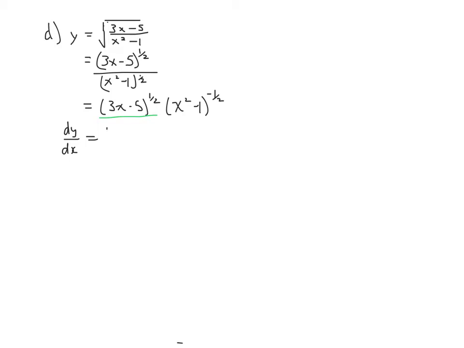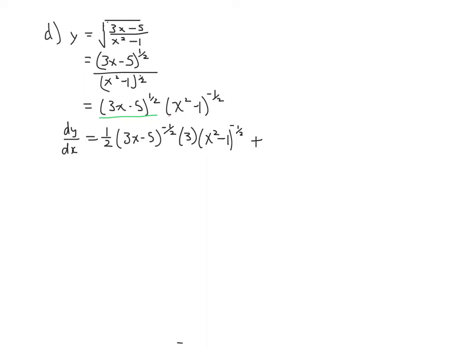I'm going to bring that 1/2 down front, leave what's inside the bracket for now as it is, reduce that power by 1, so that becomes a negative 1/2 times the derivative of that inner function, the derivative of what's inside, which is a 3. So there's the derivative of the first times the second. And then I need to add the derivative of the second.